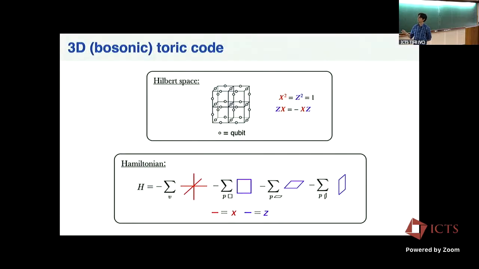You have Pauli X and Z operators. And I can define, again, a vertex term and plaquette terms. The vertex is now a product of 6 edges around the vertex. The plaquettes are products of 4 terms around the plaquette, but there are 3 differently oriented plaquettes. Okay? And these still all commute with each other. This is an exactly solvable stabilizer model.